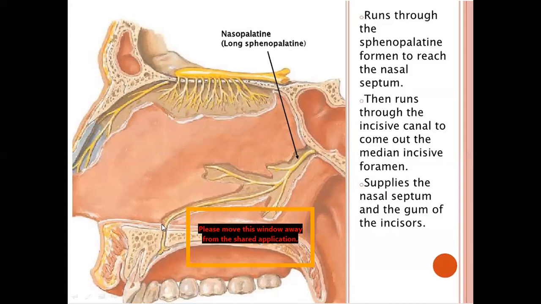Now sometimes in the incisive canal you have two foramina, anterior and posterior. The left nasopalatine enters through the anterior foramen. The right nasopalatine enters through the posterior foramen. Through this it enters the palate, and it supplies the gums of the incisor here. So this is the distribution of the nasopalatine or long sphenopalatine nerve.